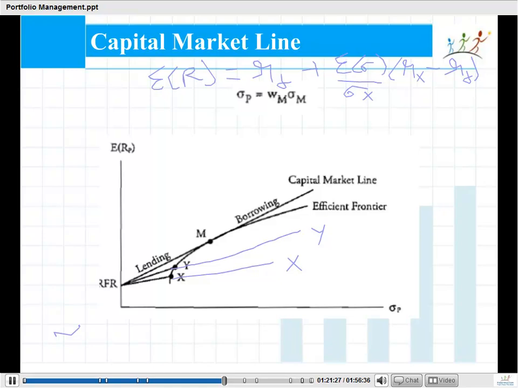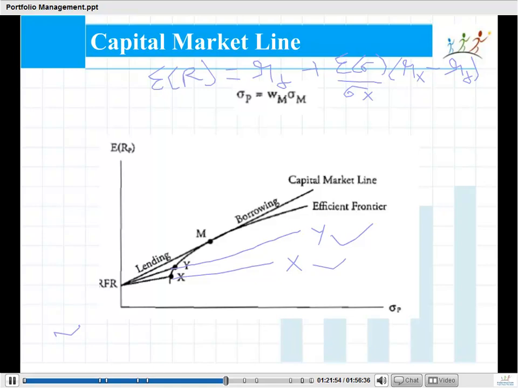In fact, which set of portfolios is better? The ones on Y or the ones on X? Which give me a higher return for the same amount of risk? The ones on Y? So it would have been better had I created my line through Y. That is, I would have started off with the portfolio Y.